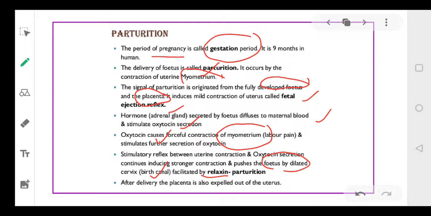And can you tell me what is the birth canal, dear students? The cervical canal plus your vagina, they will behave as the birth canal. Clear? And after the delivery, once the child has been removed, the placenta is also expelled out of the uterus. Okay? The placenta is also taken out of the body.